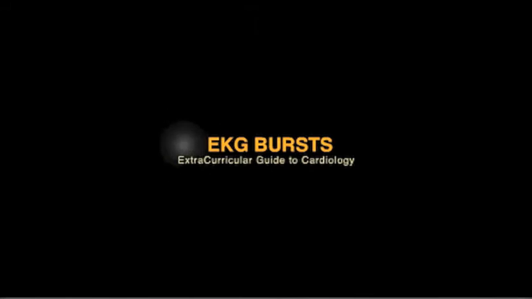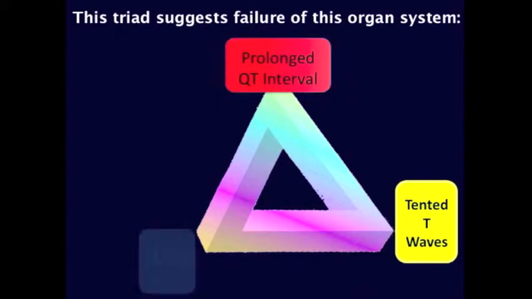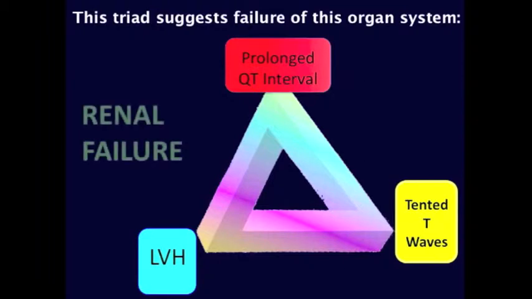EKG bursts, part 8. Tented T waves, long QT, and left ventricular hypertrophy. This triad strongly suggests failure of this organ system. Tented T waves, long QT, and LVH. If you see this triad, this is probably renal failure.